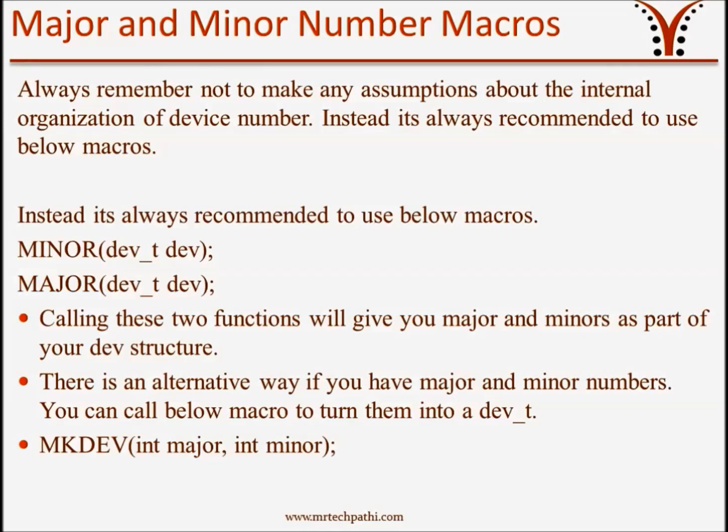There is an alternative way if you already have a major and minor number. You can call the below macro to turn them into a dev_t. Use the MKDEV macro with two arguments, one as the major and the other as the minor. Both major and minor should be of type int.